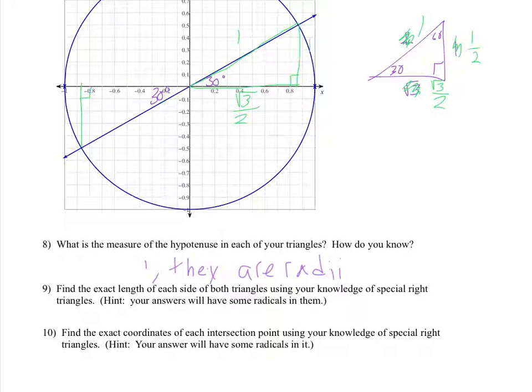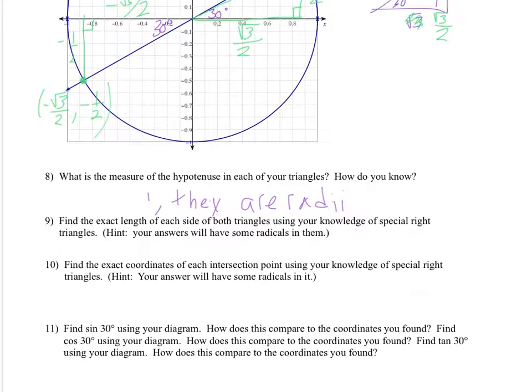And this vertical length would be 1/2. My coordinates here would be the square root of 3 over 2, comma, 1/2, which we're going to need for part 10 anyway. The other one is going to be another square root of 3 over 2 on the x part, and we're going to have a negative 1/2 on the y. The coordinates for this intersection point are going to be negative square root of 3 over 2, comma, negative 1/2. That takes care of 9 and 10.